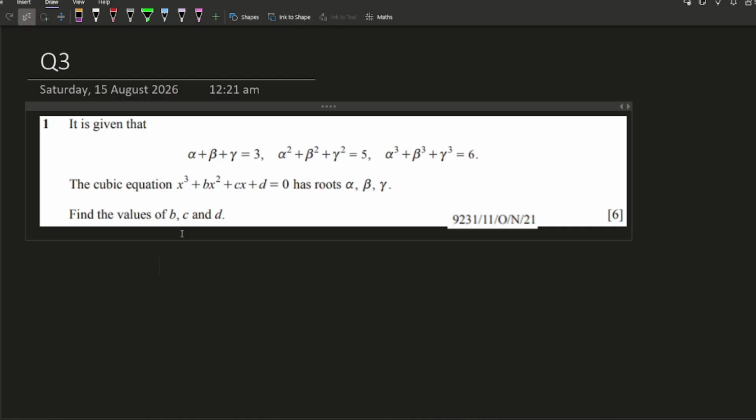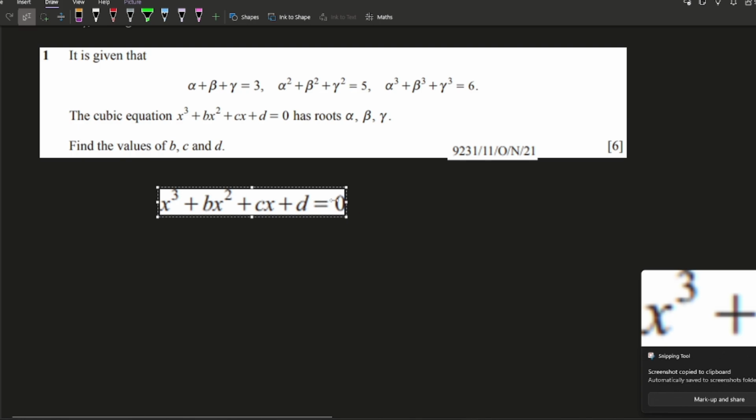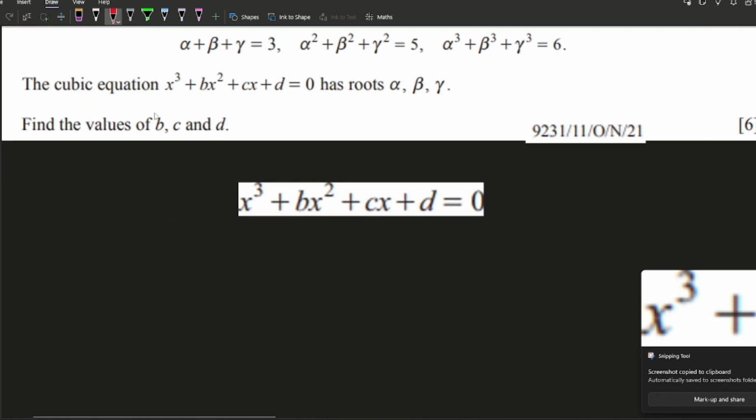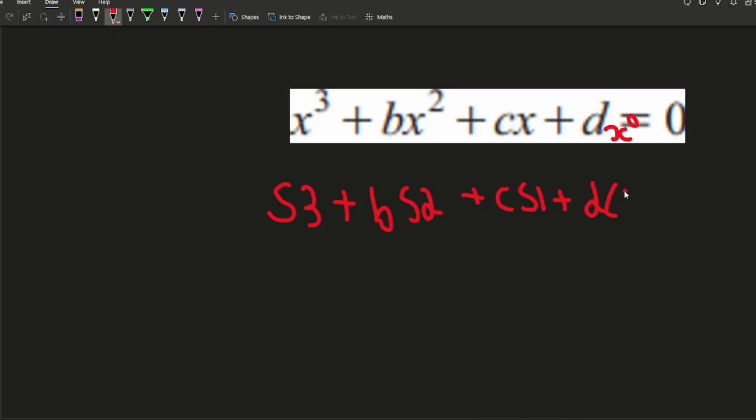Okay, so before anything, we will take this equation, copy and paste it below. Now this is x to the power of 3, so can we write S3 in place of this? We can, right? Plus b, this is x to the power of 2, we can write as S2 here. Again, c, x, this will be S1, plus d. Since there is no x, there is x to the power of 0, which is S0.